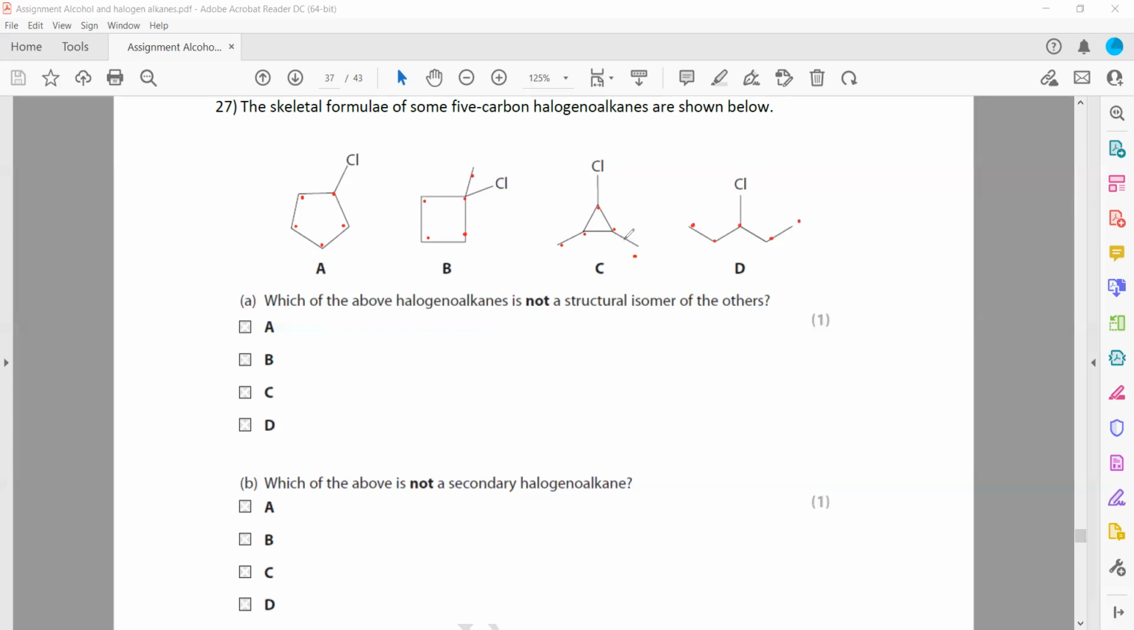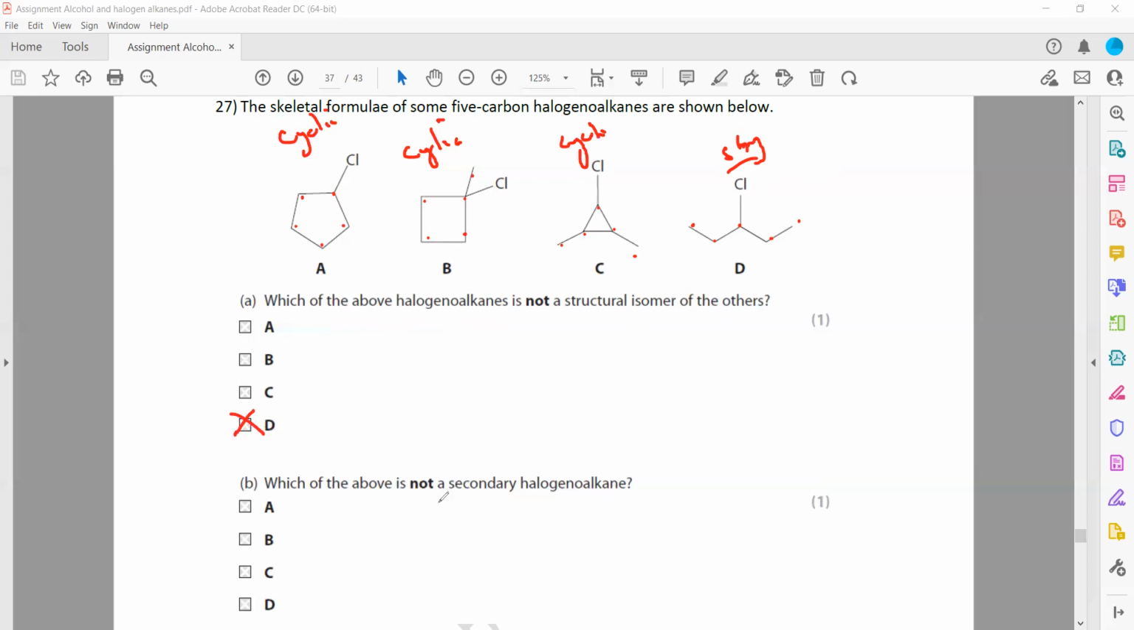Then the second thing you check for a structural isomer is the type. This appears to be cyclic. This also has a ring, cyclic. This also is cyclic, but this is a straight chain. So what is not common is that D is not a structural isomer, because D has a straight carbon chain where the others contain a ring. That's why D is the right answer.